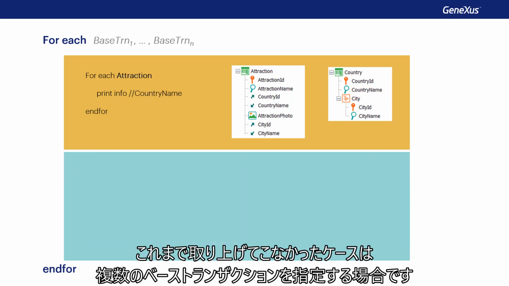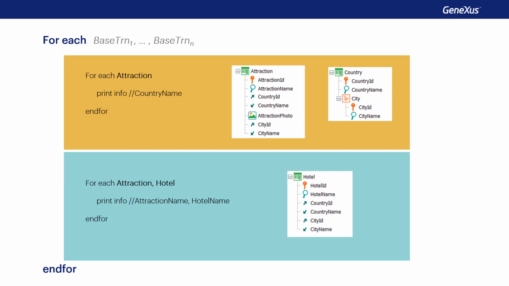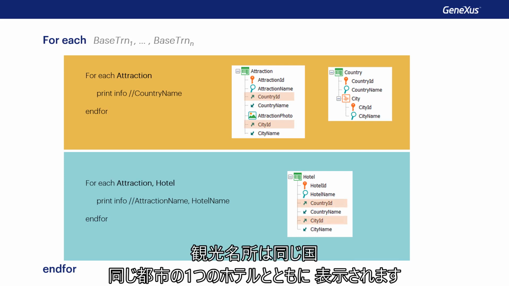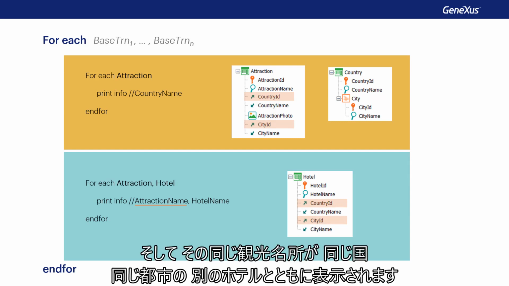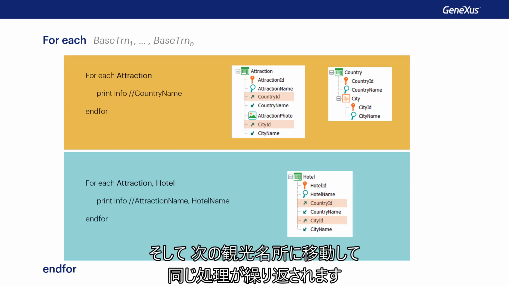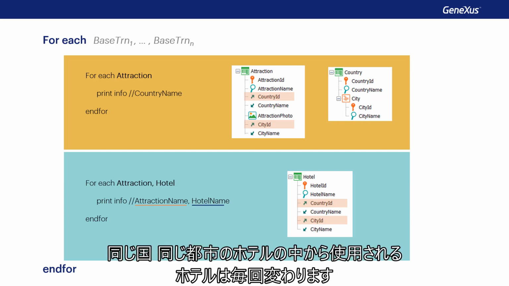One case that hasn't been mentioned so far is when we specify more than one base transaction. There, a join or a Cartesian product will be made. In this example, where each attraction has a country and city, and so does each hotel, a join will be made. An attraction will be shown with a hotel of the same country and city, then the same attraction with another hotel of the same country and city, and so on, until using all the hotels of the same country and city of the attraction, and moving on to the next attraction, and doing the same thing again. It'll be listed several times, but the hotel will change every time, from those of the same country and city.